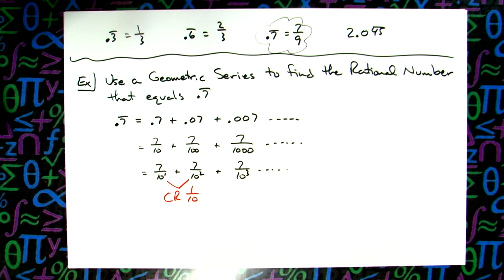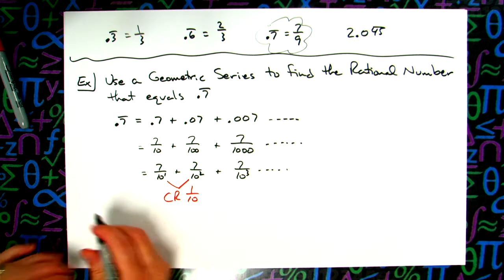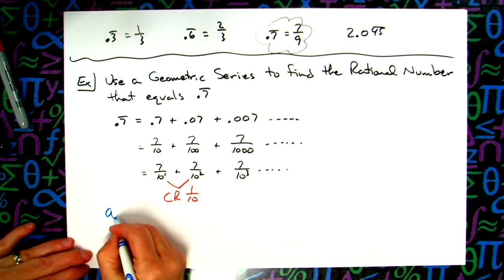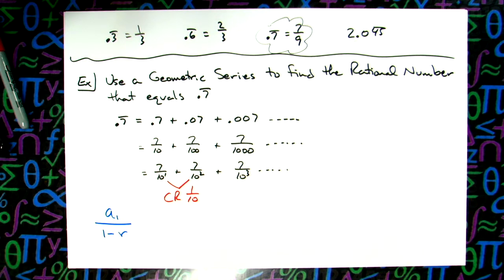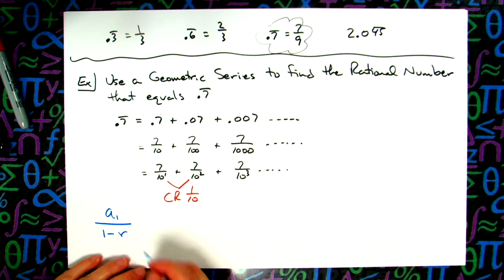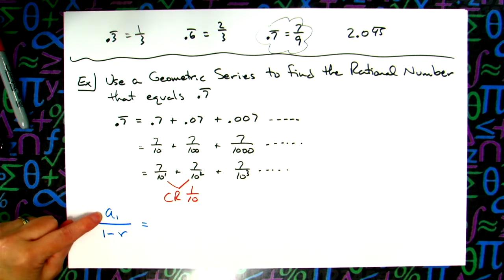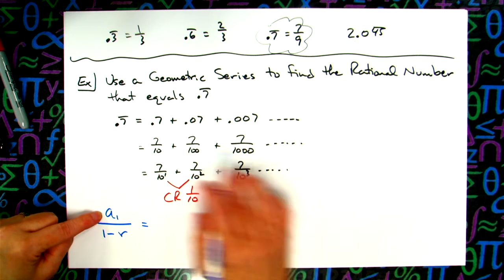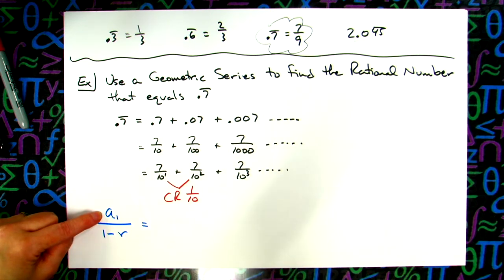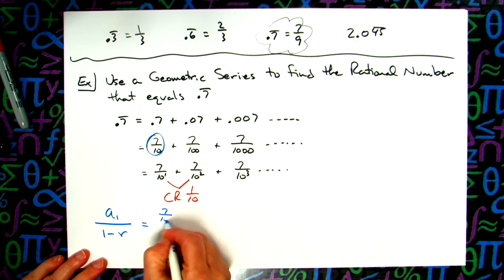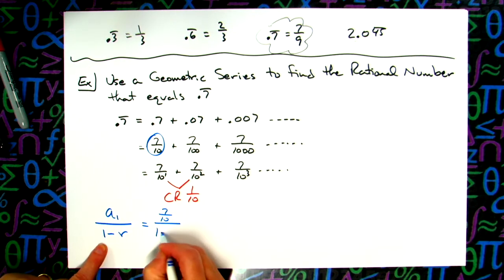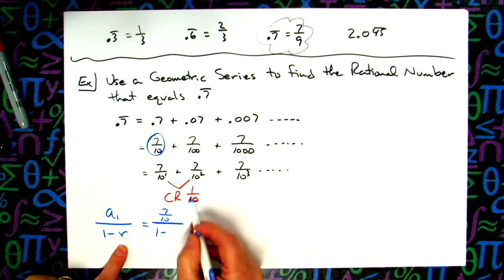Now all I have to do is use the formula, a sub 1 over 1 minus r. This is going to give me the fraction that represents this. So what's my first term? I'm going to use 7/10 as opposed to 0.7, because we've been doing fractions. So 7/10, and then I'm going to go 1 minus my common ratio, which we said was 1/10.